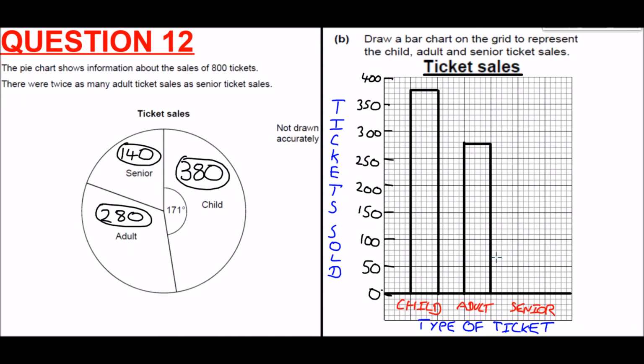The senior tickets, we have 140, so it's 140. Exactly half the size of the bar for the adults. And so that would do. Doesn't have to be particularly beautiful looking or neat, you don't have to colour it in. That'll do the job and that will get you the marks.